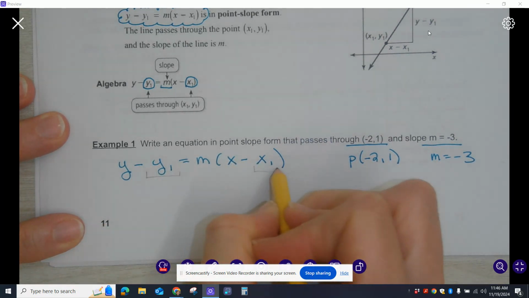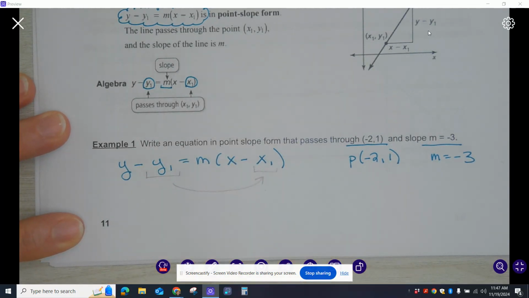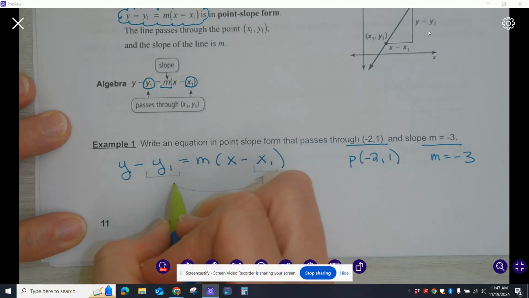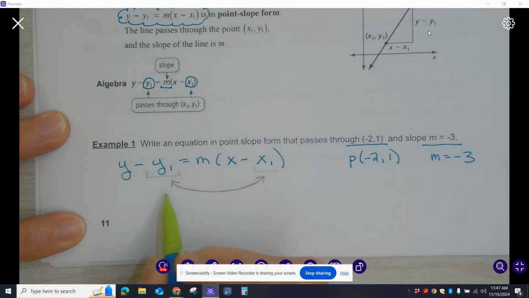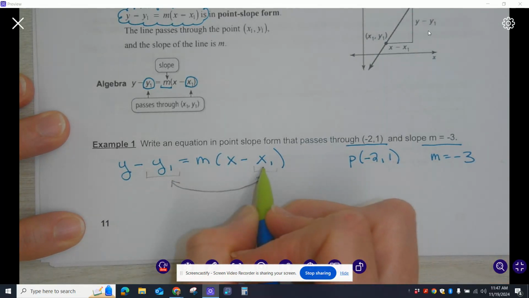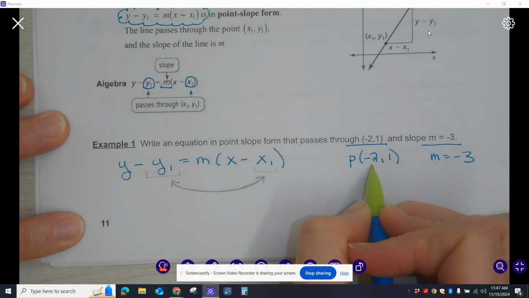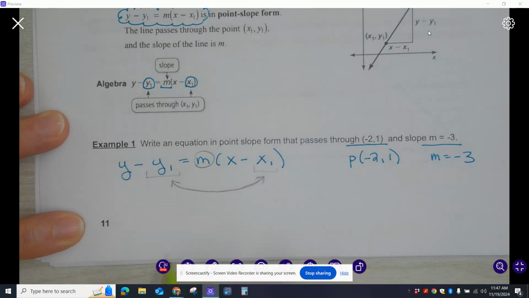This is where I'm going to put my point. That's really light, I know. Let me switch pencils here. So this is where I'm going to put my point. Now it's going to feel a little backwards because here I'm going to put my y, which is 1, and here I'm going to put my x, which is -2. This is where I'm going to put my slope.